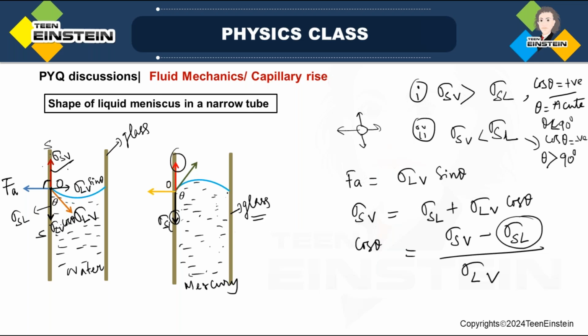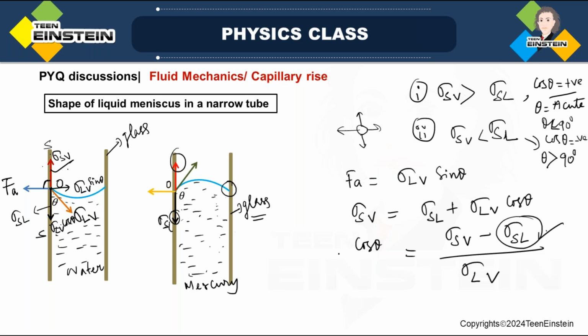So that's why the meniscus will be a convex meniscus. At the point of contact, there will be depression. In the other case, it was actually a rise of the liquid at the point of contact, but here it will be depression because of the net force of these two.